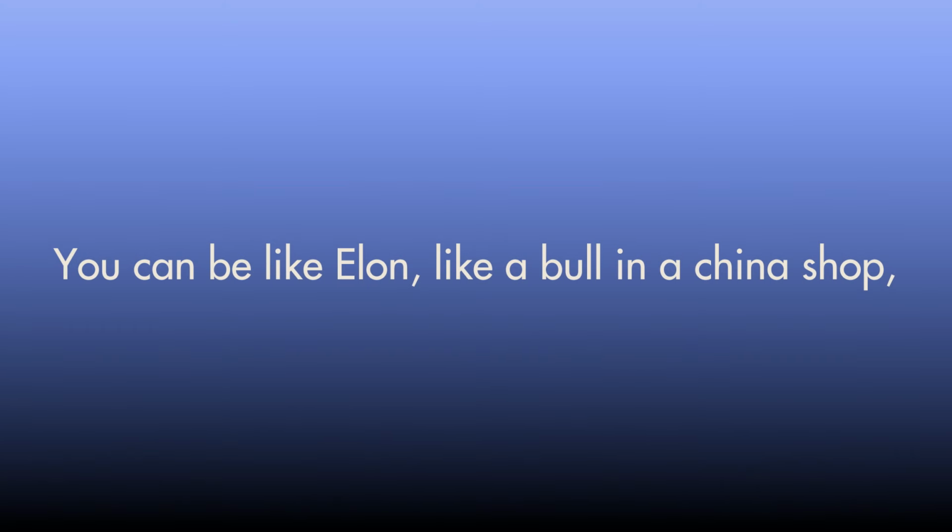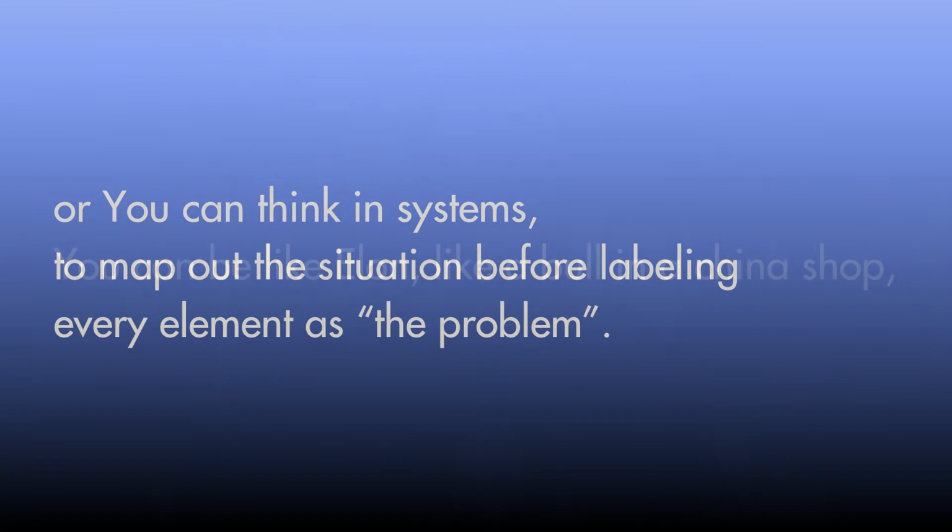You can be like Elon Musk, like a bull in a china shop, or you can think in systems to map out the situation before labeling every element as a problem and causing a sudden interruption like he does. By understanding the system, you actually gain clarity on four fundamental blocks that define a system.